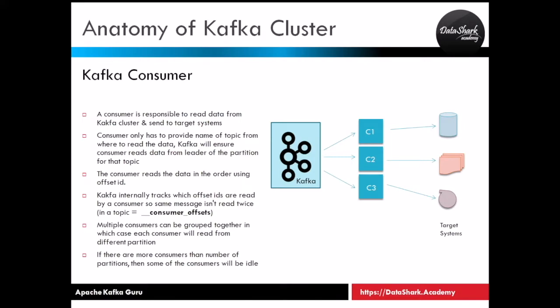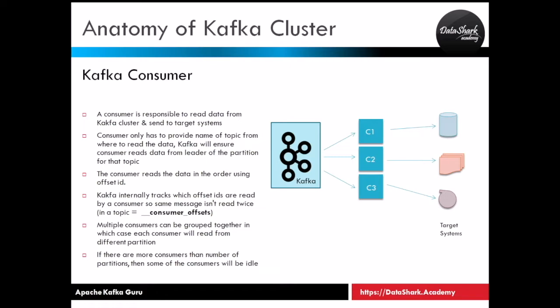Consumer reads the data in the order using offset ID, right? So each message in a topic has an ID, which is called offset ID, and consumer reads the messages based on the IDs. Then Kafka internally tracks which offset IDs are read by a consumer, so same message is not read twice by the same consumer. And basically, Kafka stores the information about the offset IDs in another topic, which is a system level topic created by Kafka itself, and it's called __consumer_offsets.